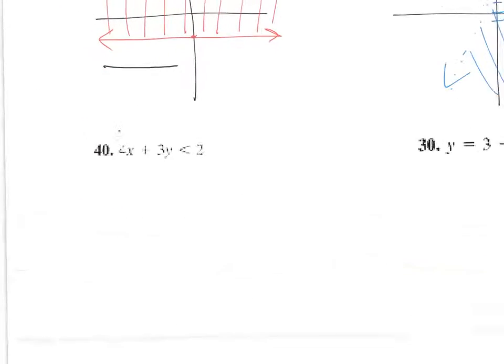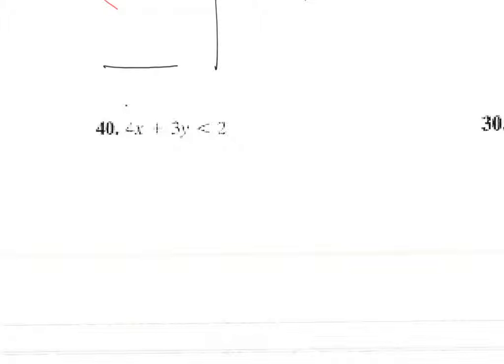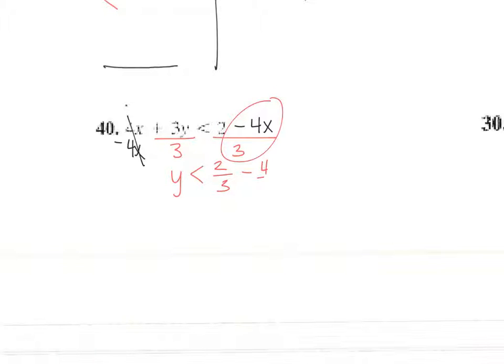And then down here is another inequality. For this inequality, I'm going to solve for y. So I'm going to subtract 4x. This cancels out, and then I'm going to divide both sides by 3. So it's y is less than 2/3 minus 4/3 x. So it's a line where the y-intercept is 2/3. So if this is 1, 2/3 would be right here. And a slope of -4/3. So I'm going to go down 4 off my chart and then right 3.